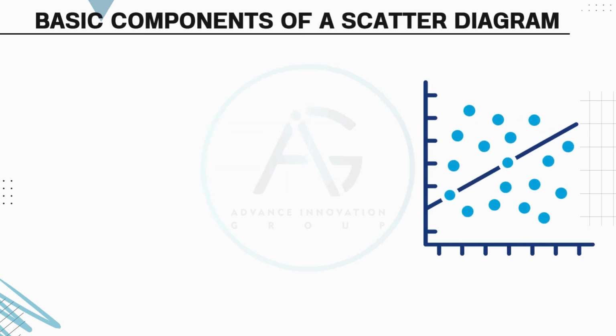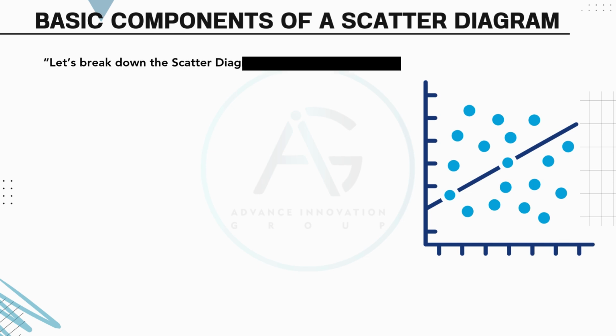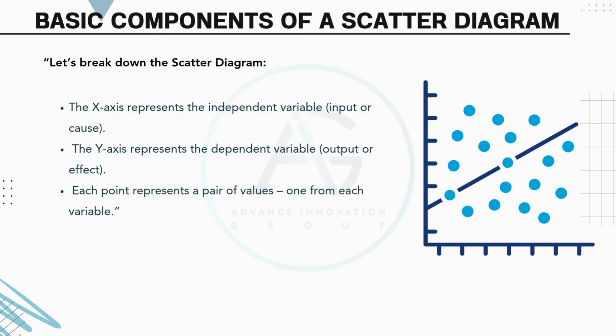Basic components of a scatter diagram. Let's break down the scatter diagram. The x-axis represents the independent variable, input or cause. The y-axis represents the dependent variable, output or effect. Each point represents a pair of values, one from each variable.